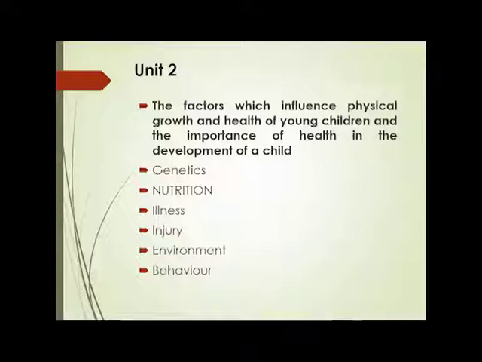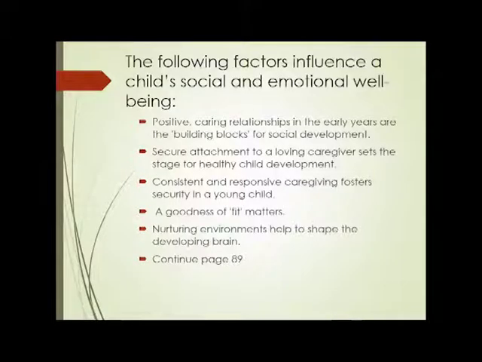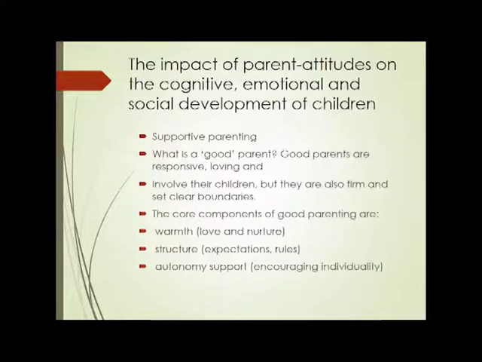and environment and behavior. I also want you to look at factors that influence a child's social and emotional well-being: positive and caring relationships, secure attachments, consistency, good feeding methods, nutrition, a nurturing environment, and so on. Continue on page 89 because there is all the information there.